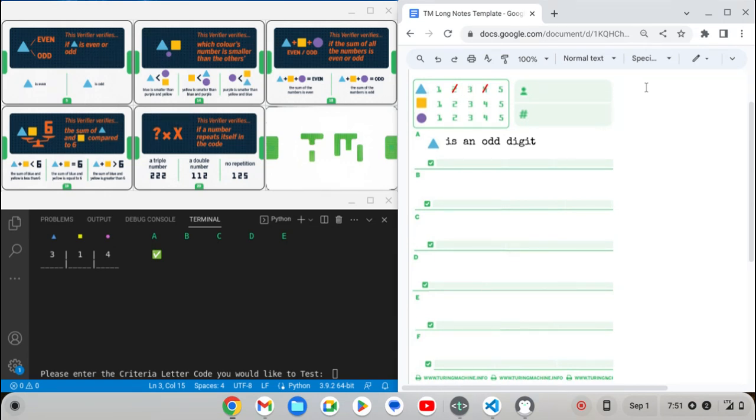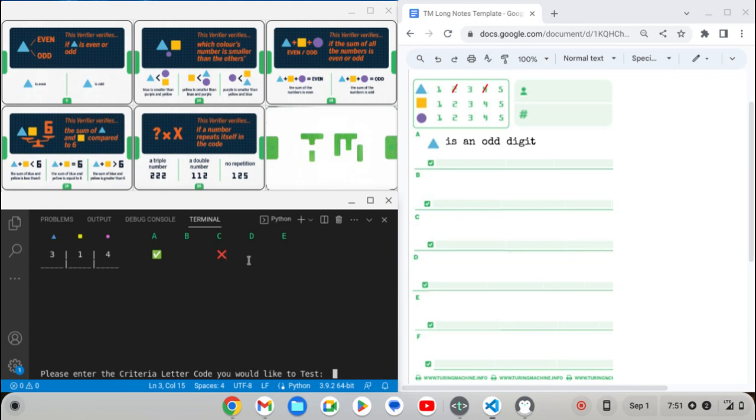The next thing I'd like to test is criteria card C. Okay, so this time the Turing machine does not approve. Notice that we are adding all of the digits up. So let's go ahead and add up. 3 plus 1 is 4. 4 plus 4 is 8. 8 is an even quantity, but the Turing machine does not approve of that. So it's letting us know that the sum of the 3 digits needs to be odd.